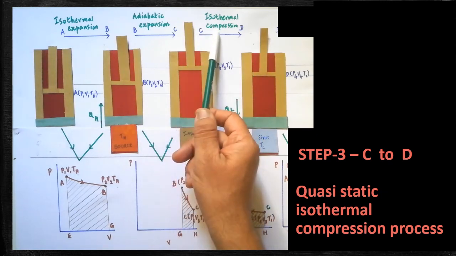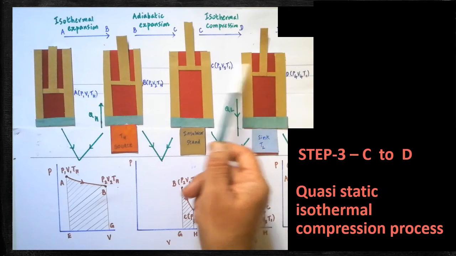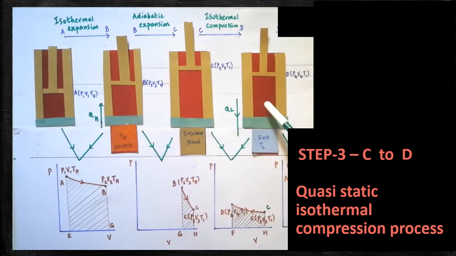Compression also takes place, with no change in the temperature. Here QL amount of heat is transferred. That's why the name of the process is called isothermal compression. Here the heat is exchanged from the working substance to the sink. Sink absorbs QL amount of heat. You have to understand that. Here work is done by me. Work is done on the system.